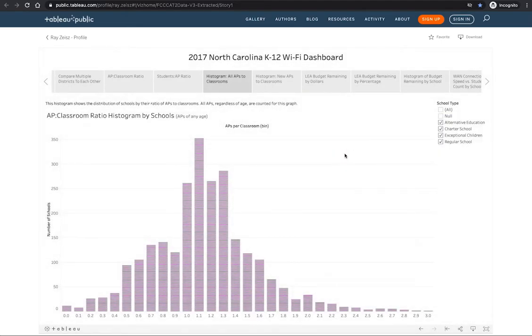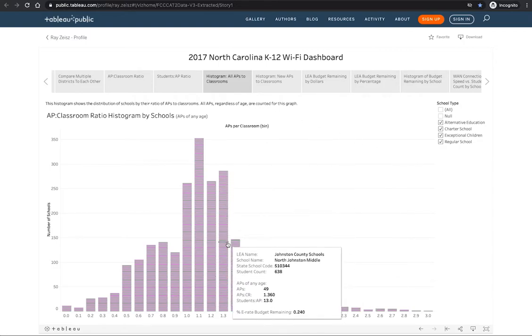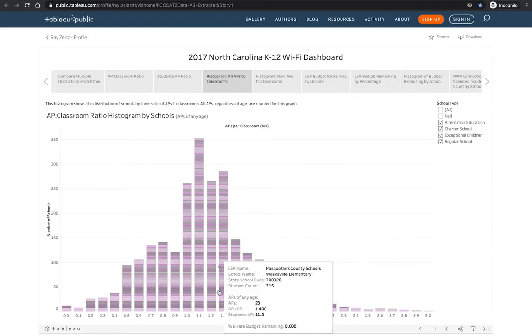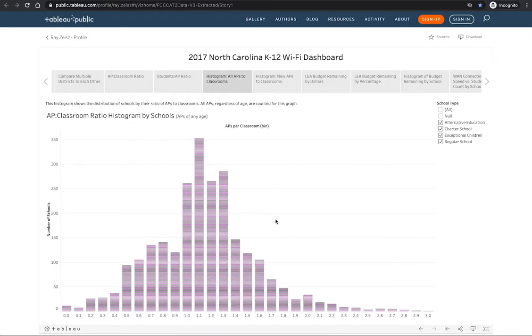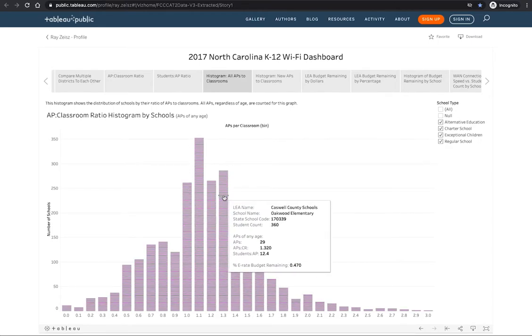This is the histogram of the APs to classrooms. So each dot or line in each graph is a school that's in that bucket. On the x-axis is APs per classroom, our regular ratio, which we said 1.2 was the target. And as you can see, there's a huge cluster between 1 and 1.4, which makes sense. There's a nice bell curve here.